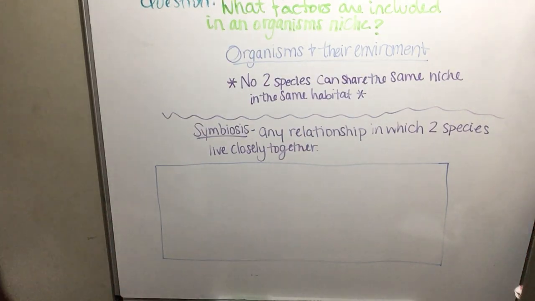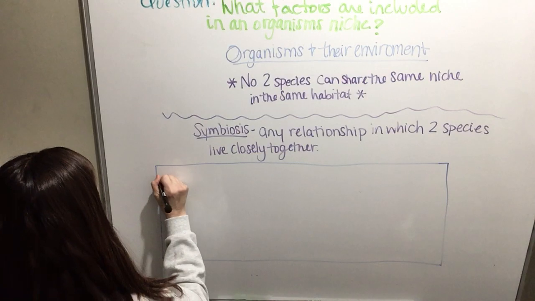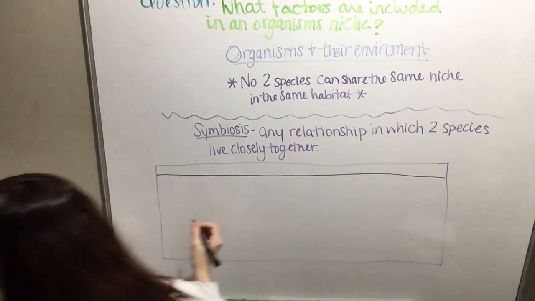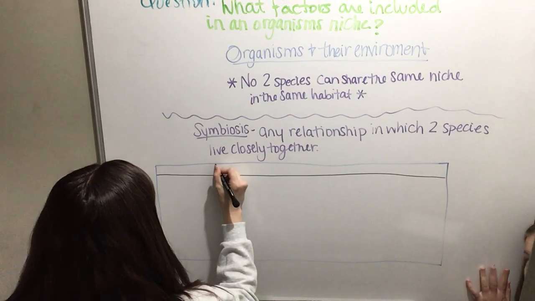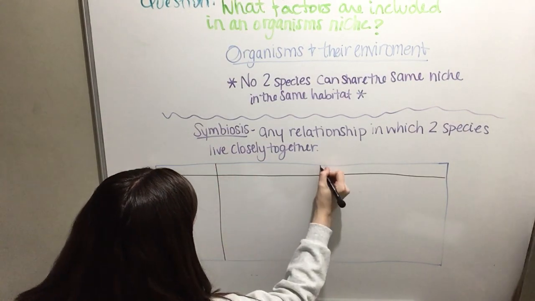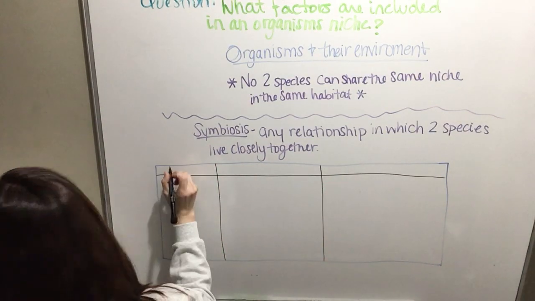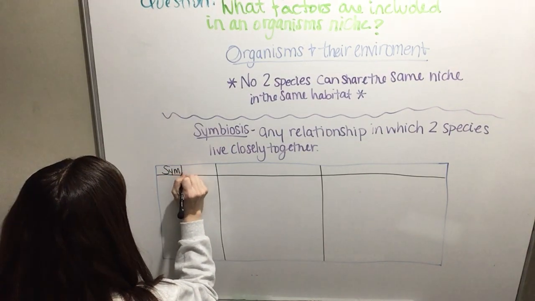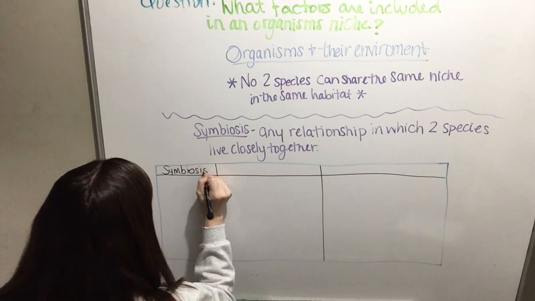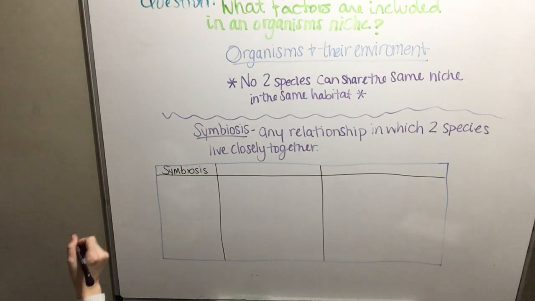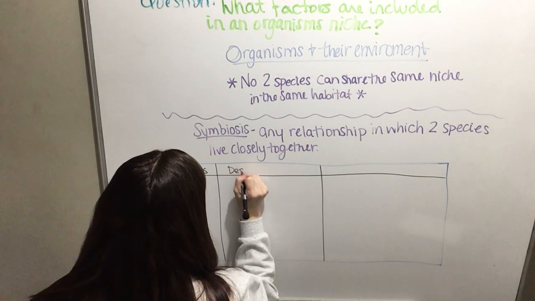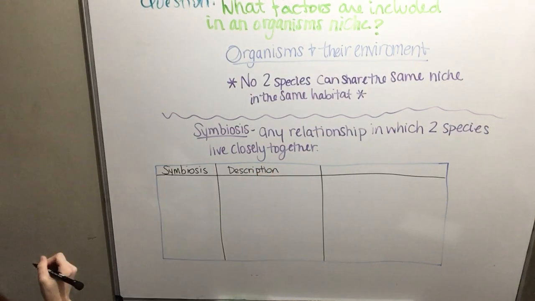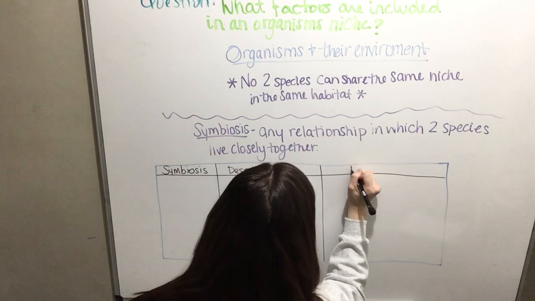Okay, we're going to draw a chart. It's going to go all the way across the page. It's going to be 1, 2, 3, 4, 5, 6, 7 lines deep. Okay, and the first row is going to be our headers. It's going to be 3 columns, a smaller one and 2 bigger ones. This first one is going to say symbiosis. The middle one is going to say description. And the last one is going to say example.